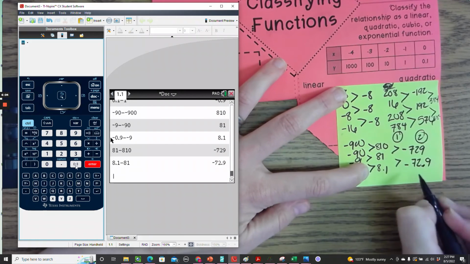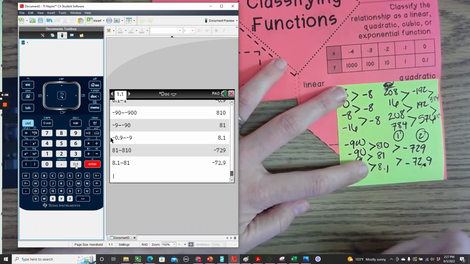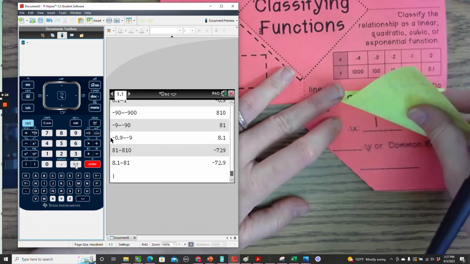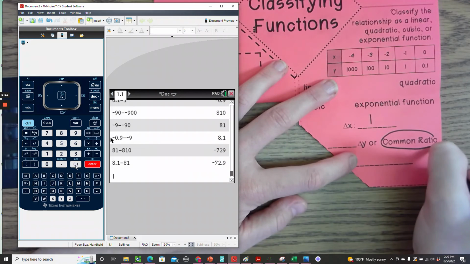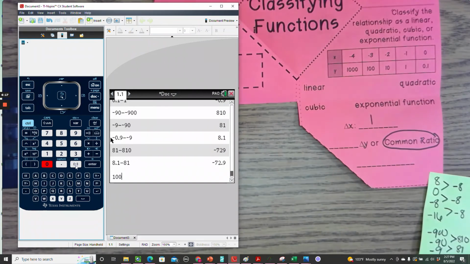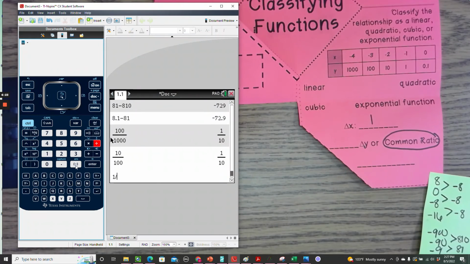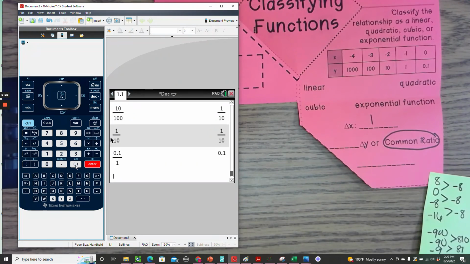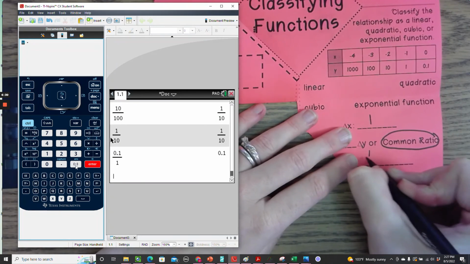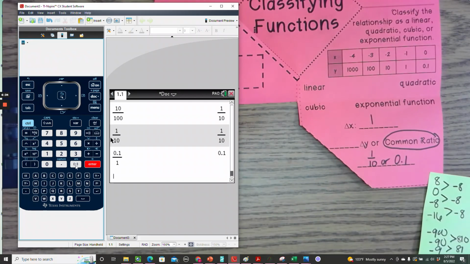I know they look similar. 729 is completely different from 72.9. So no third common difference. So there has to be a common ratio. And to do that, we divide. 100 divided by 1,000. 10 divided by 100. 1 divided by 10. And 0.1 divided by 1. So my common ratio is 1/10 or 0.1.